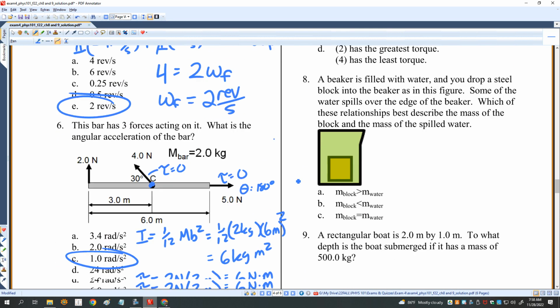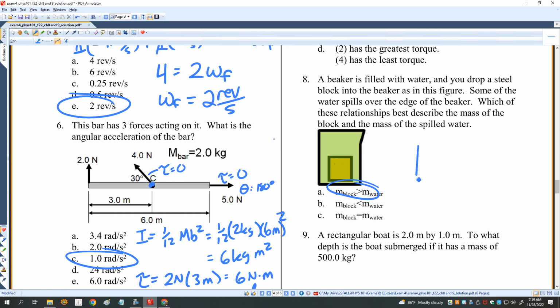A beaker is filled with water and you drop a steel block into the beaker as in this figure. Some of the water spills over the edge. Which of these relationships best describes the mass of the block and the mass of the spilled water? The mass of the block is going to be bigger than the mass of the water. The block is more dense than water. The buoyant force is not enough to support the block.